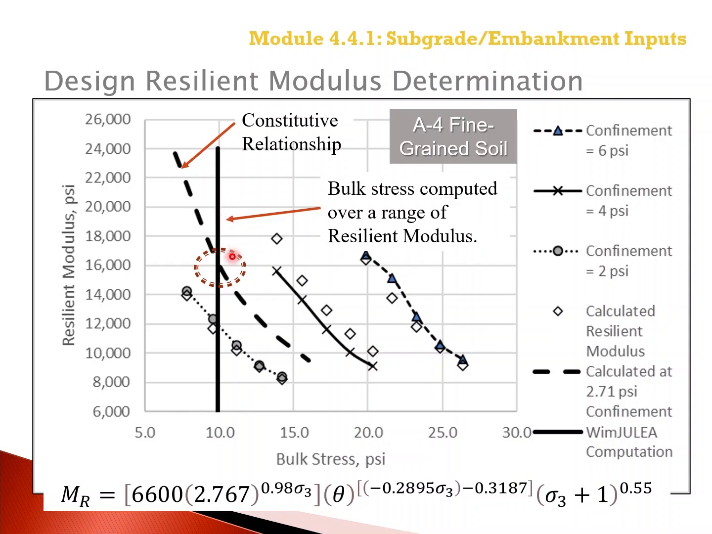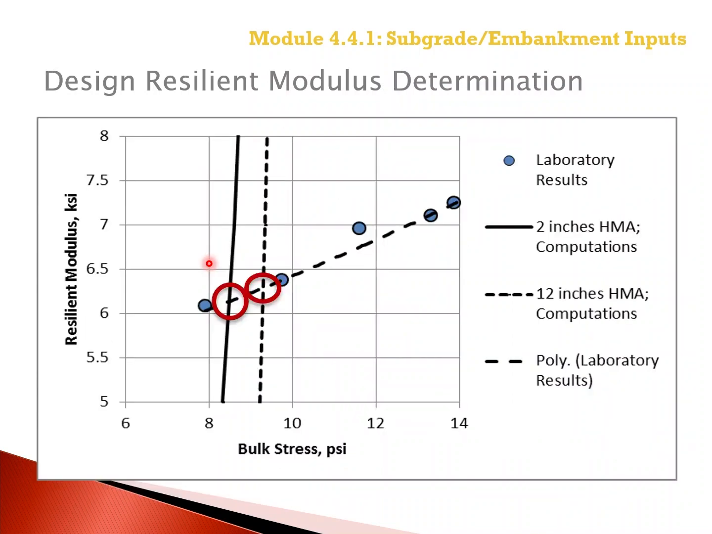So where the two intersect, the constitutive relationship and the theoretical relationship based on elastic layer theory, is the design resilient modulus. In this case, for this structure in this A4 fine-grained soil, it would be slightly greater than 16,000 psi. And that is the value that would be entered in the Pavement ME design program.